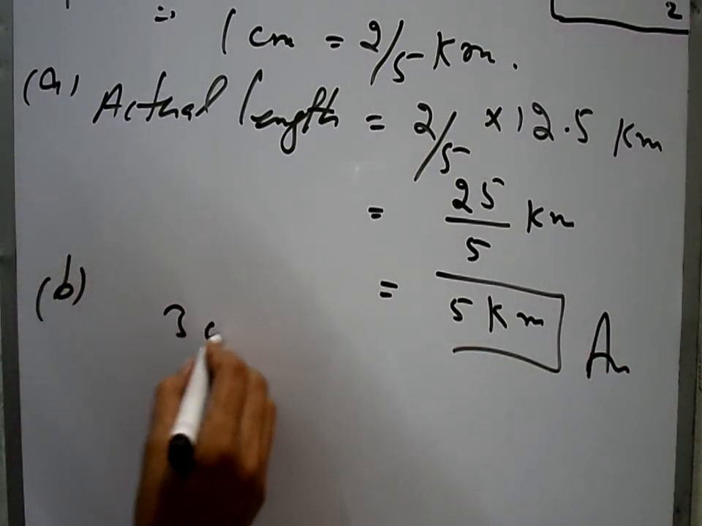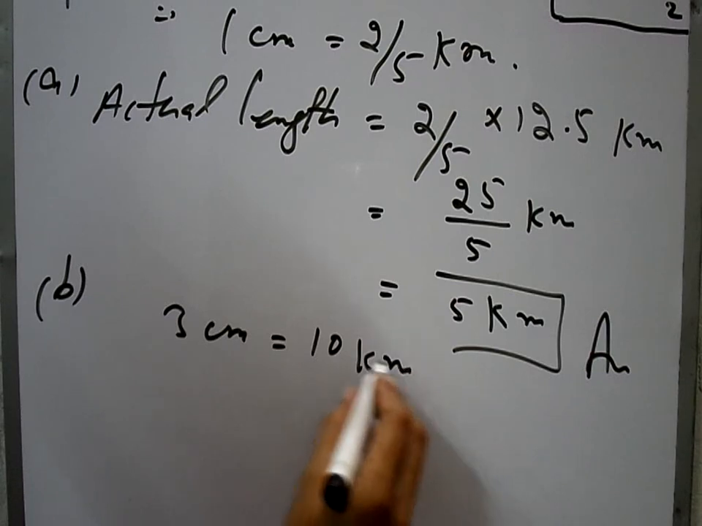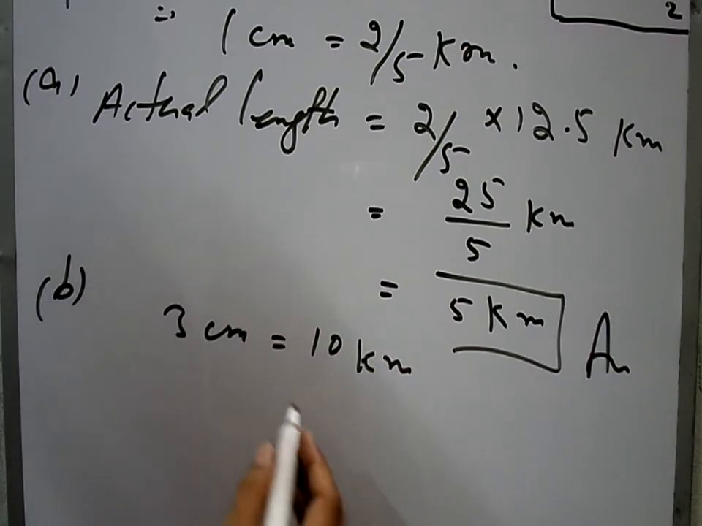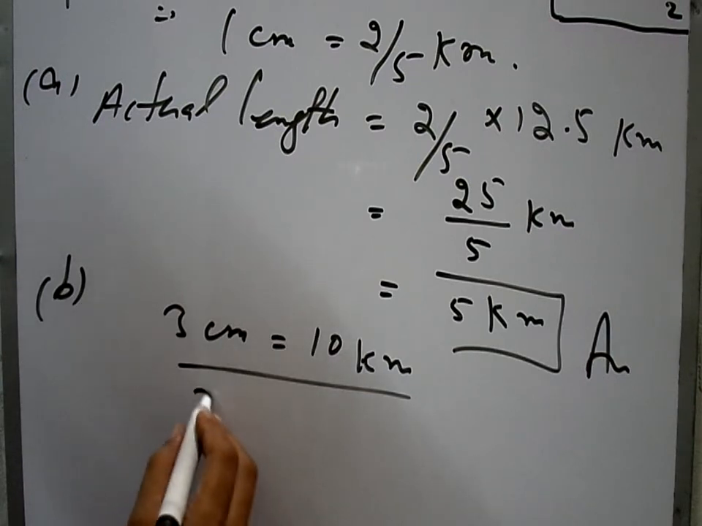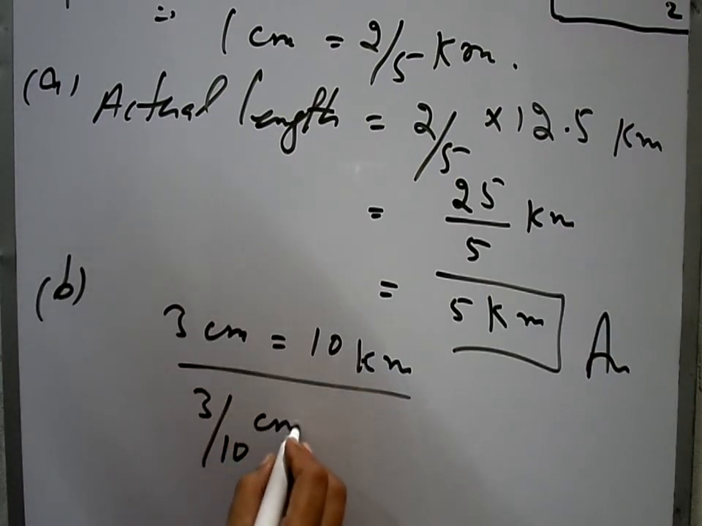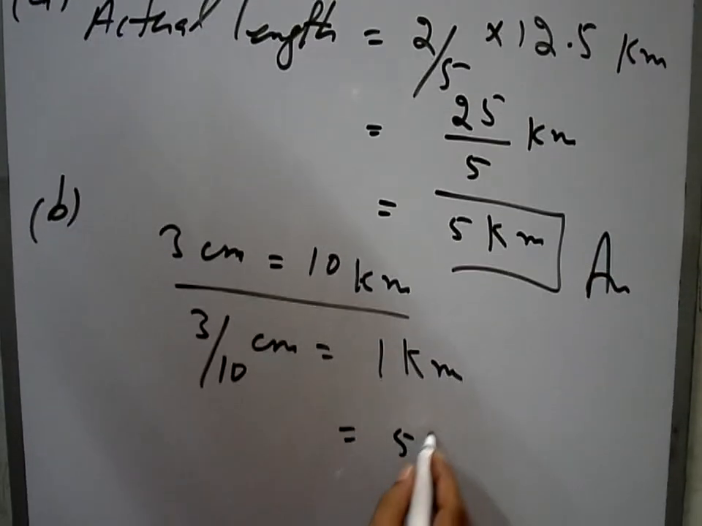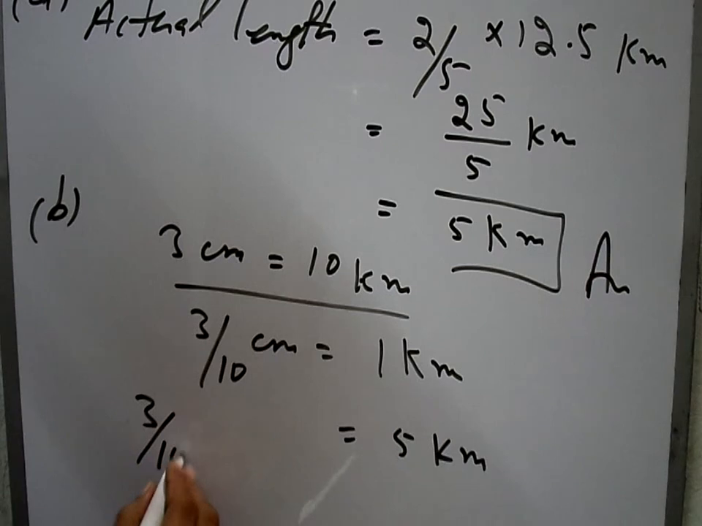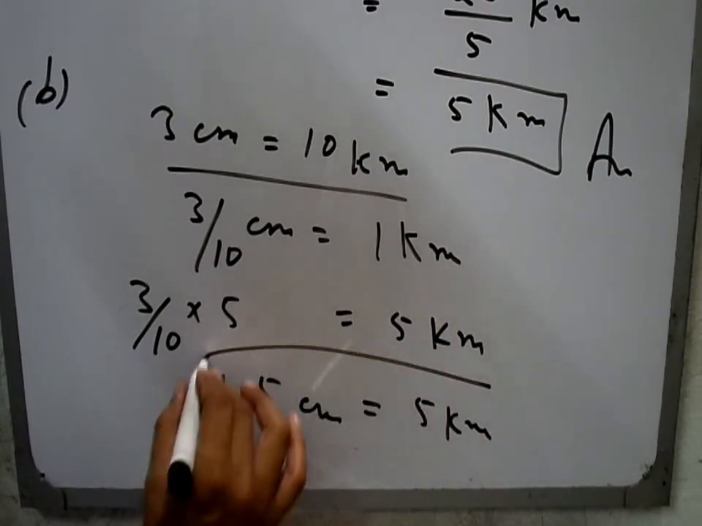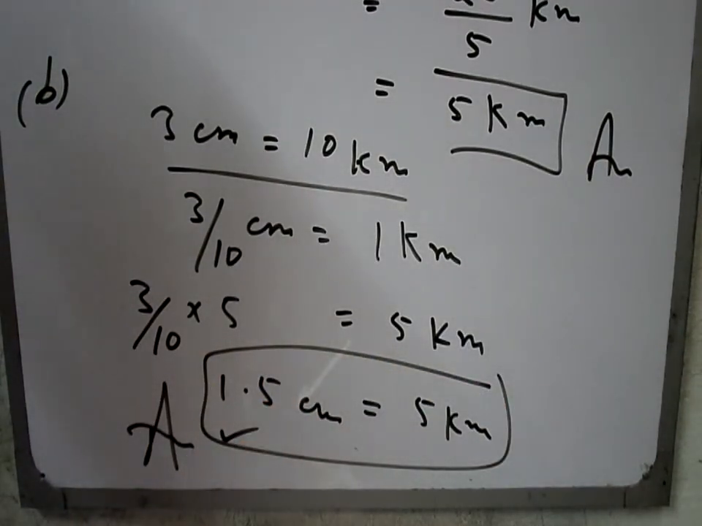In B portion, 3 centimeters is equal to 10 kilometer. So in B portion, new scale is given to us. So 3 by 10 centimeter is equal to 1 kilometer. Now we have to convert kilometer to centimeter, so therefore I need 1 kilometer. 5 kilometers given to us, therefore 5 kilometer will be equal to, multiply this with 5, so you will get 1.5 centimeter is equal to 5 kilometer. So here that is your answer, 1.5 centimeter. So that is your required result.